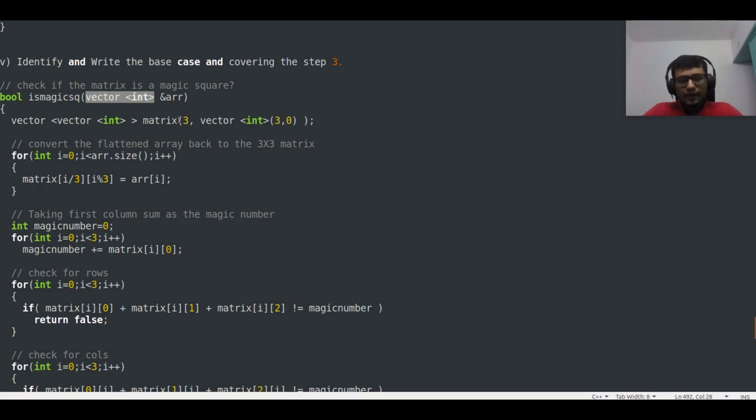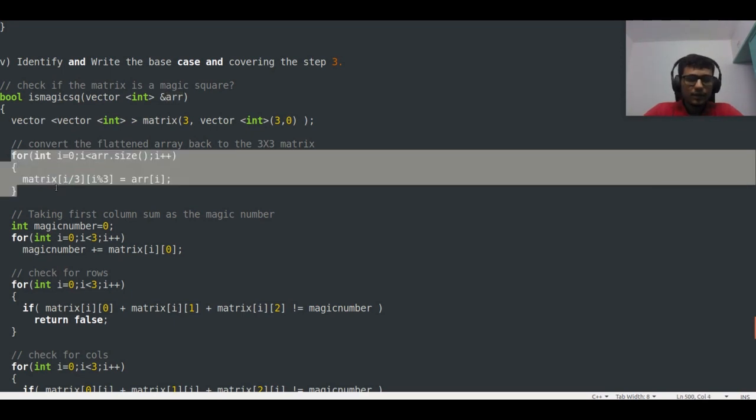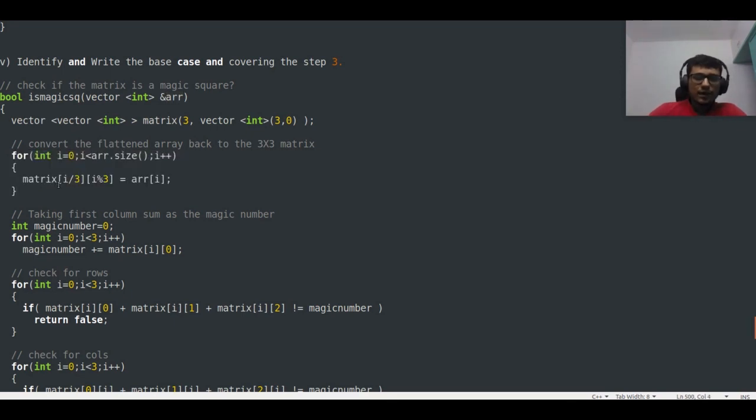For that I have declared the matrix of size 3 cross 3, which is named as matrix, which is nothing but the vector of vectors. And here I have converted that flattened array ARR into 3 cross 3 matrix using this code. So let us see how it is done.